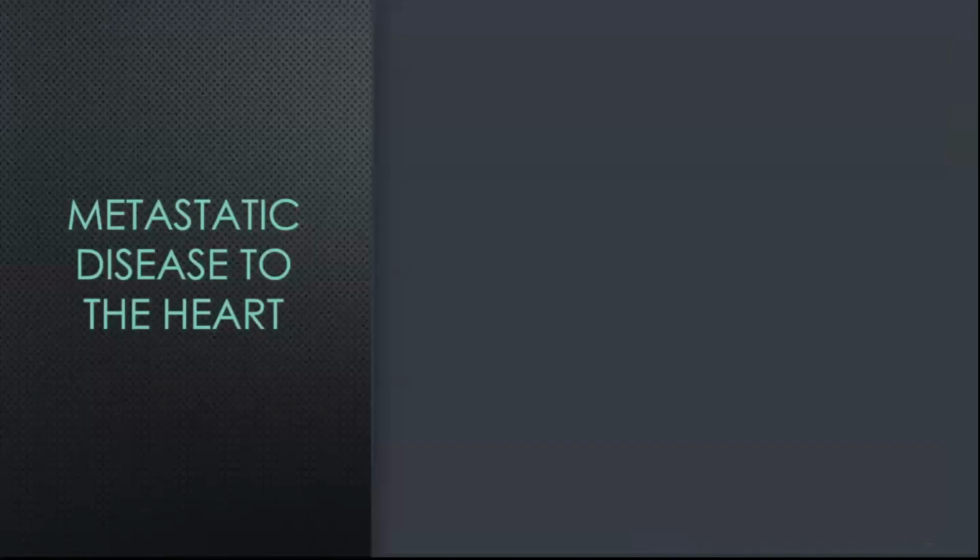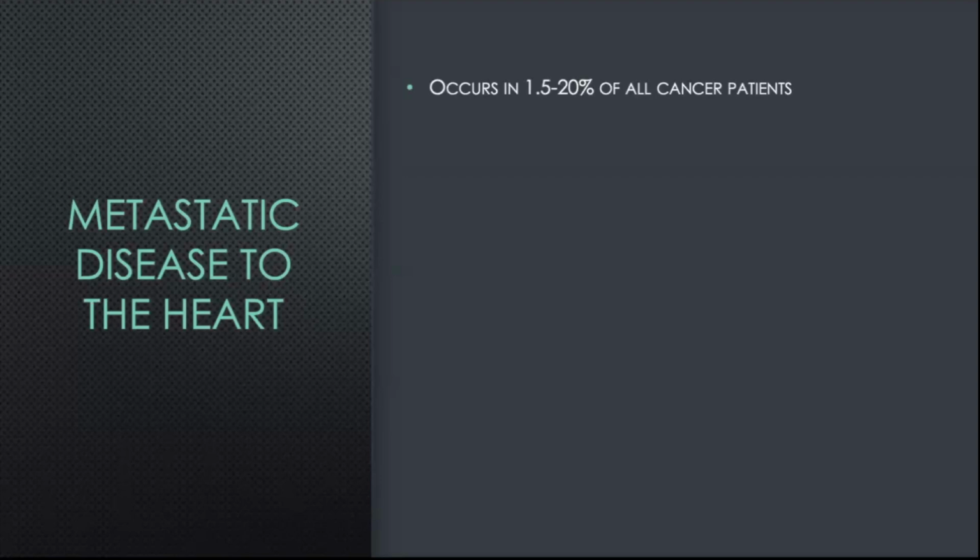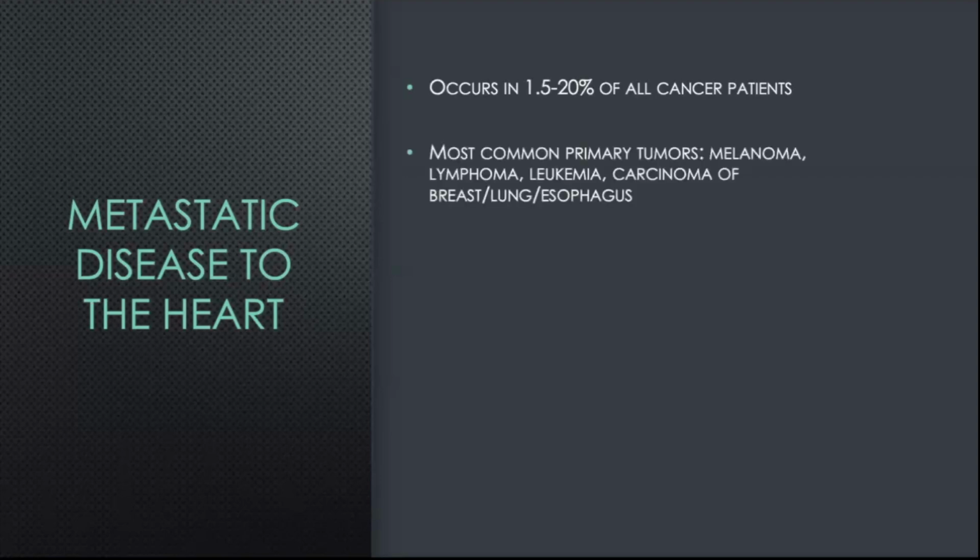The next category that we'll talk about is metastatic disease to the heart. It occurs in 1.5 to 20% of all cancer patients, so a big range. Its most common primary tumors are melanoma, lymphoma, leukemia, carcinoma of the breast, lung, and esophagus. So that's where you'll most commonly see mets to the heart from.